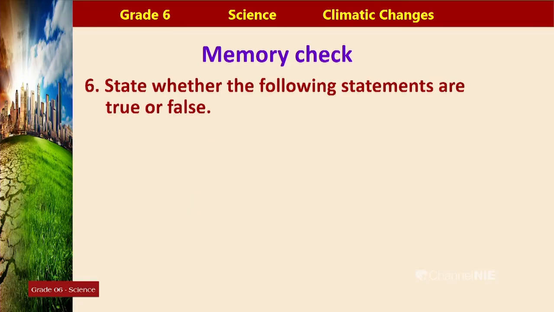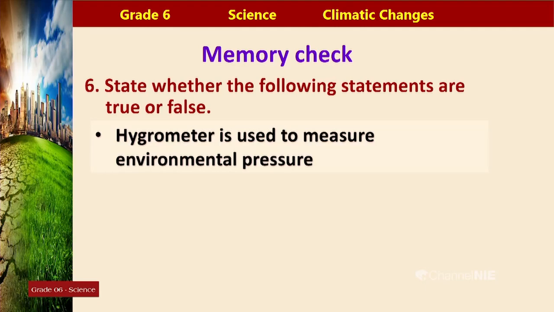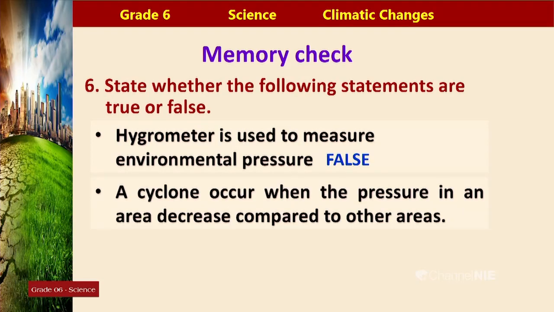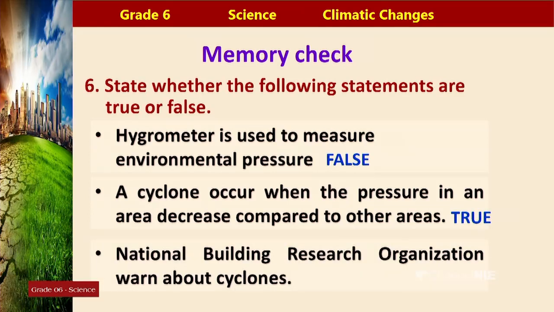Tell me whether these statements are true or false, children. Hygrometer is used to measure environmental pressure. Is it true or false? Yes, what do you think? It is false. The hygrometer is an instrument used to measure the humidity of the atmosphere. A cyclone occurs when the pressure in an area decreases compared to other areas. Yes, is it true or false, children? It is true. A pressure depression occurs prior to a cyclone.